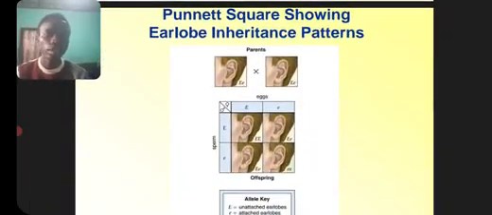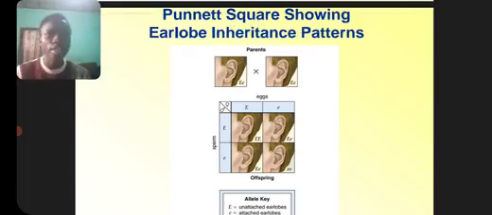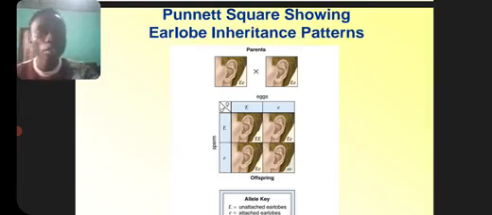If you have a look at it, we're using an example of earlobe inheritance patterns. We have members of the population having earlobes that are attached to the skin, very attached, and we have those that are loose, not attached to the skin on the other side. So we have that example right there.